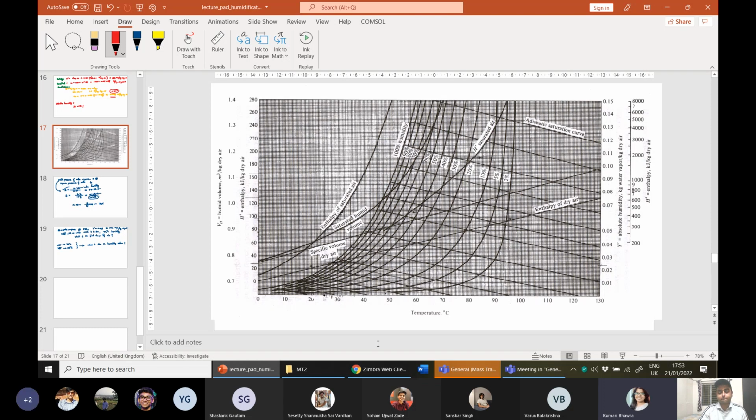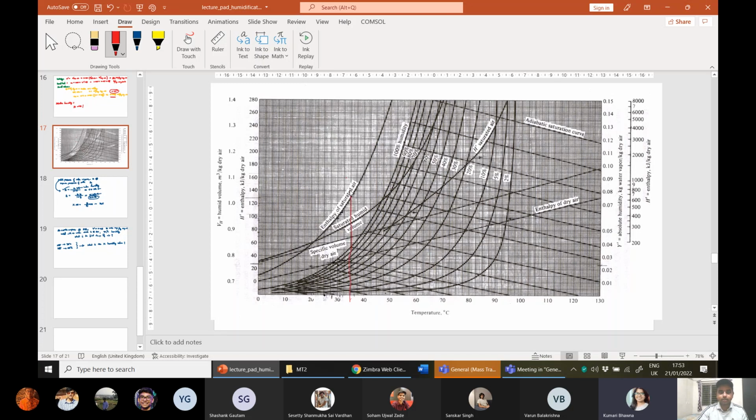Sir, if we draw a perpendicular line at 35 degree and see where it meets the 100% humidity curve. So I want to draw a perpendicular line at 35 degree. Yes, sir. So I am drawing a perpendicular line. Then we can see where it meets the 100% humidity curve. And from that point, we can follow the adiabatic saturation curve. No, hang on. Let me also draw it as you say, so that it will be understandable to everyone.